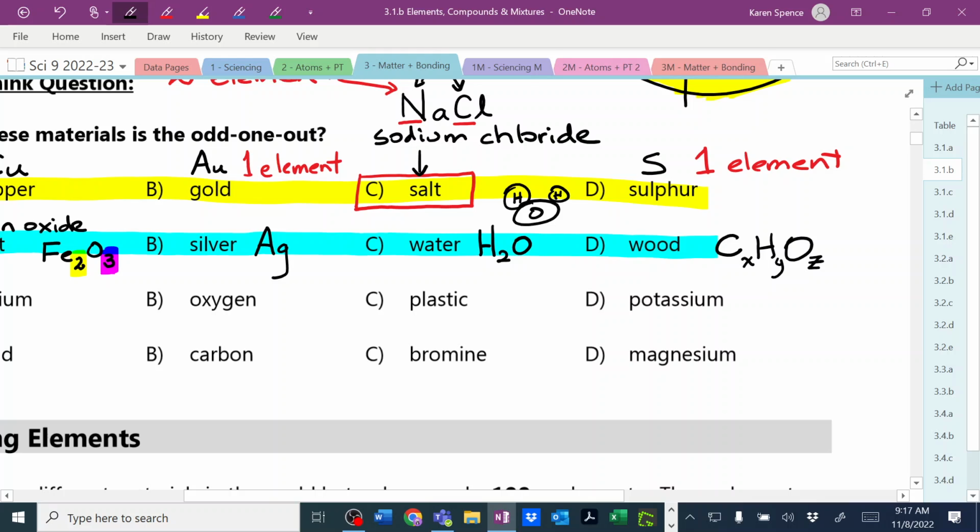Are you responsible for knowing that? No. Okay, you're not responsible for knowing it, but you should know that wood is not an element. You should know it is something more complicated than an element. It's made of more than one type of atom. And if it is made of more than one type of atom, it is a compound. Water is made of more than one type of element. Therefore, it is a compound.